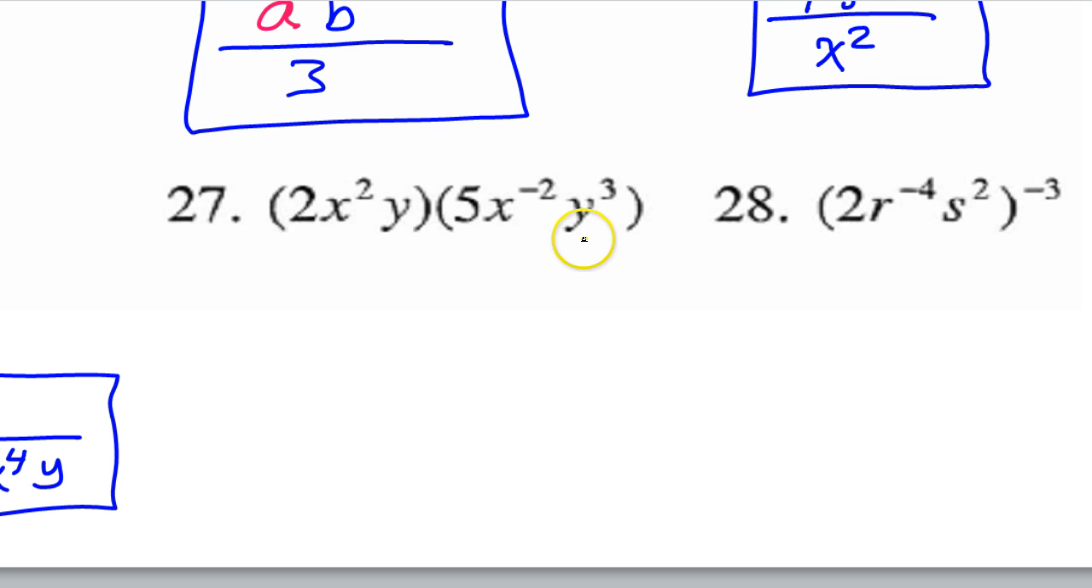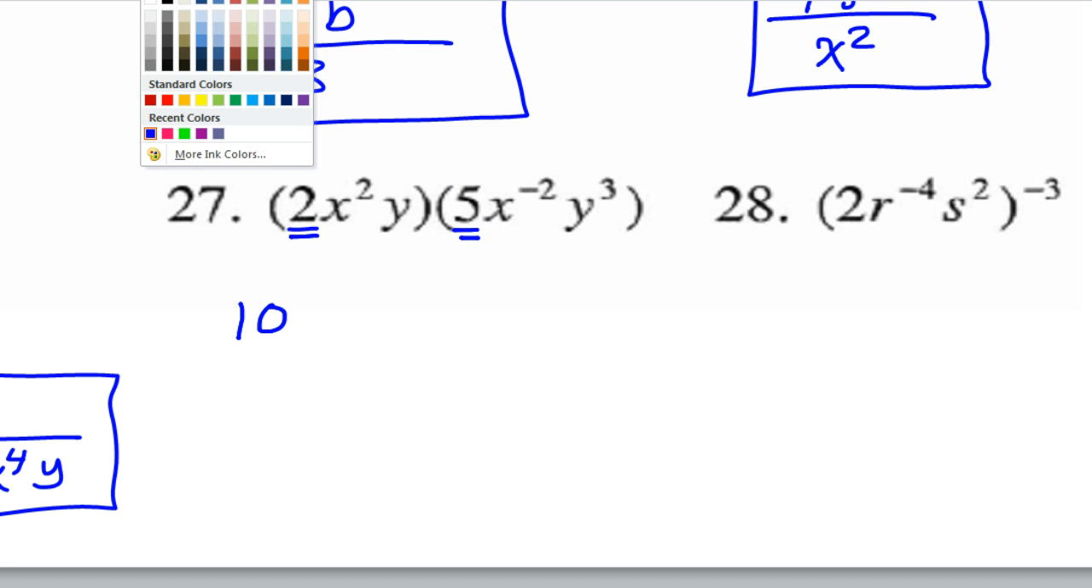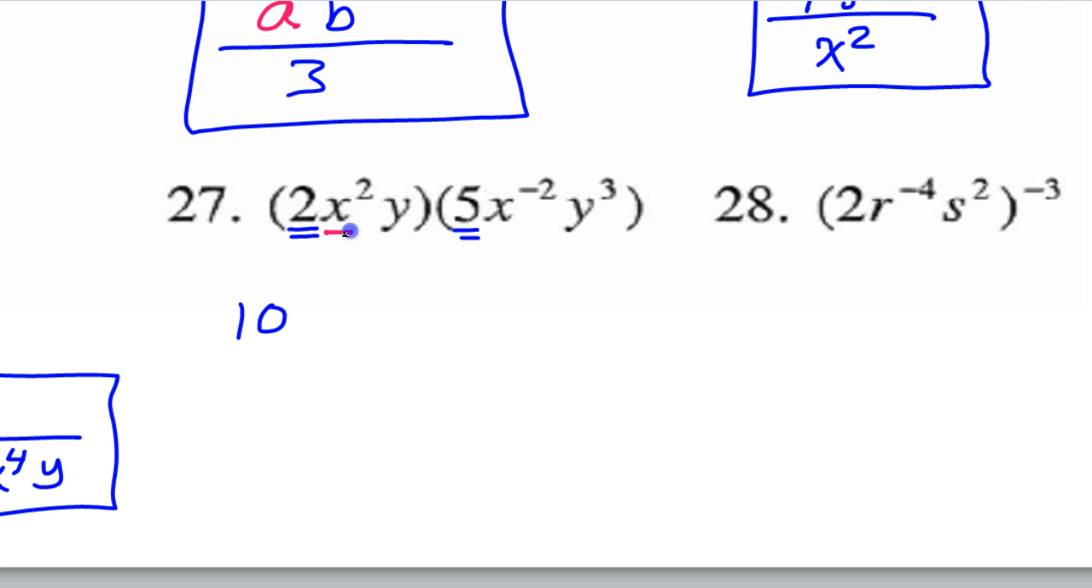Okay, so when you look at number 27, what's happening is we have these separate little problems. So here I have 2 times 5, and that's going to be 10. Okay, and then I've got the x's. All right, so I've got x squared times x to the negative 2 power. Let me just write those right next to each other so it would be really clear. Like if I had x squared times x to the negative 2 power.